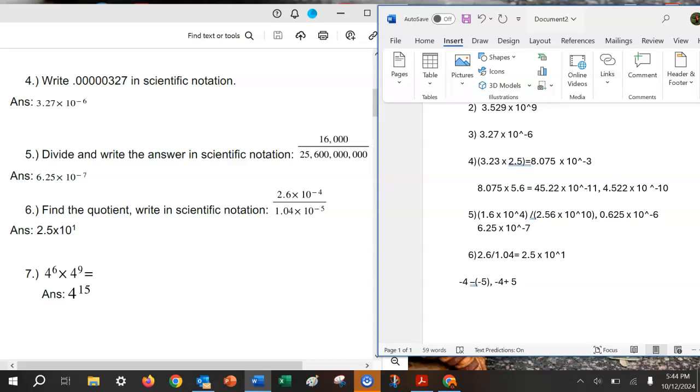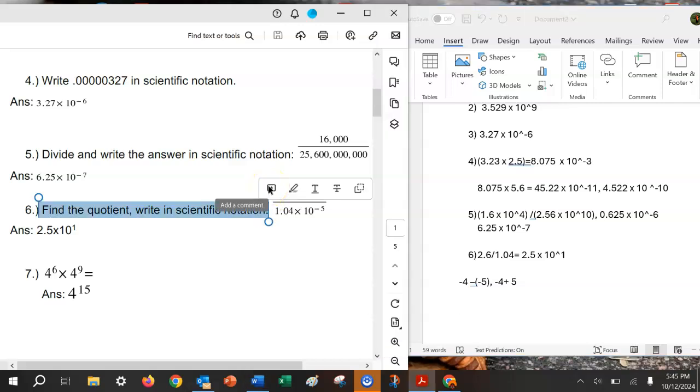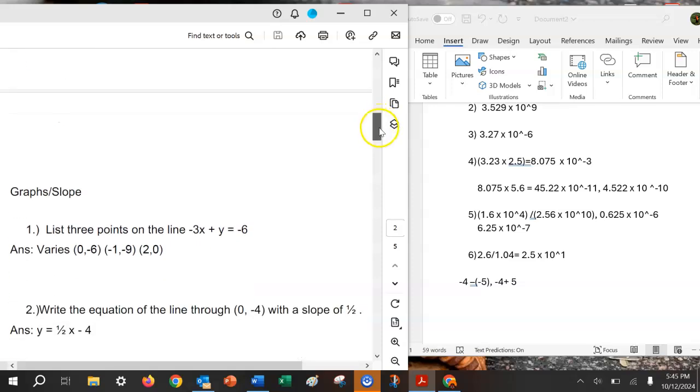Okay, number 7. Number 7 is pretty straightforward. I'm not even going to type that for you. You can see it's 4 to the 6th power times 4 to the 9th power. All we did was add those two and get 4 to the 15th power. Now, if it asked for an actual answer, I would hope that you would have a power button on your calculator, because that's going to be a big number.